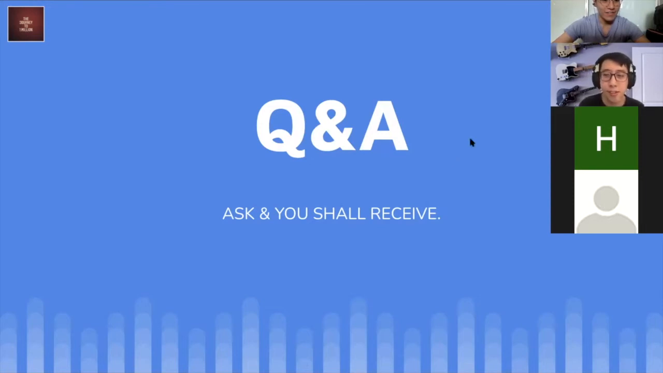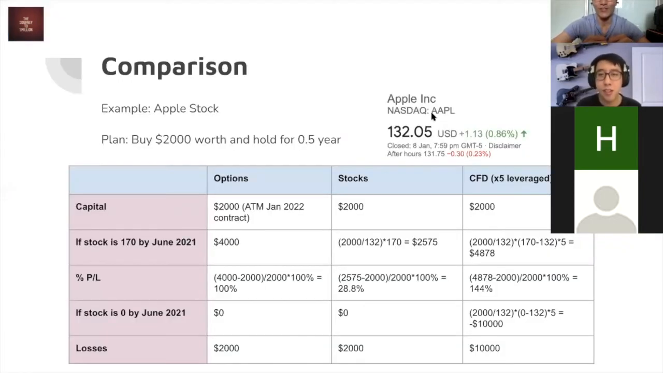Hey, bro. So a question here. For the example you gave just now, if I have 2K, how do I choose? Should I buy options or should I buy stocks? Or is it a scenario-based question? Okay. So either options or stocks.